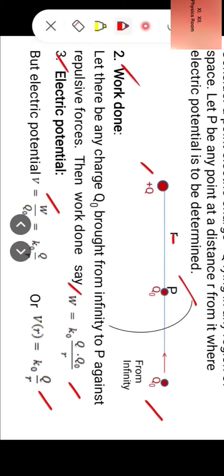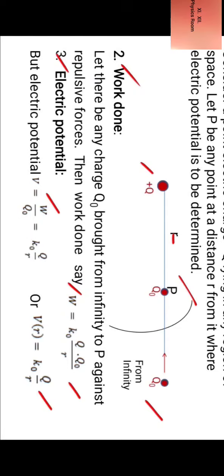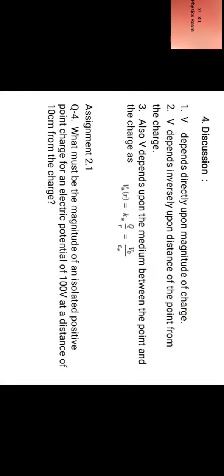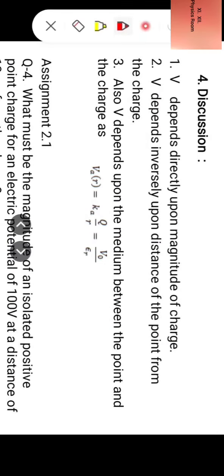Okay, so the electric potential due to an electric charge at a distance r from it is given by the expression V is equal to K naught Q by R. If the charge is negative, then it will be V is equal to minus K naught Q by R. Okay. Now, discussion.